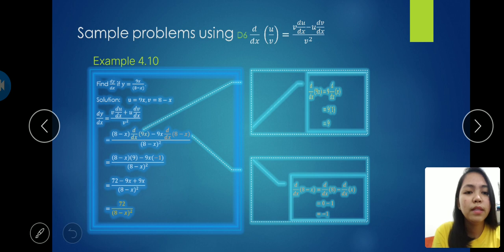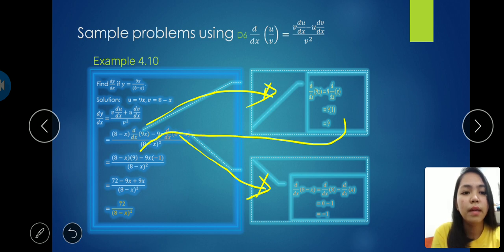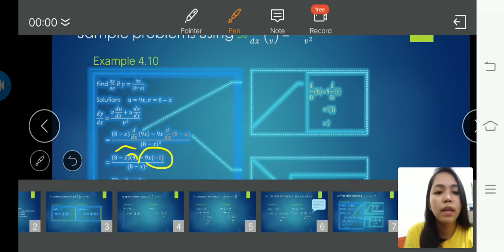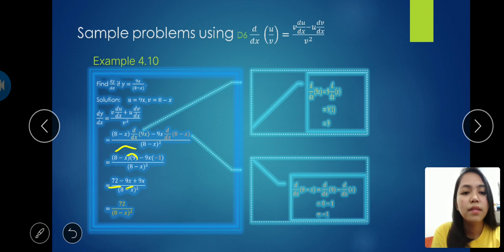So, as you can see, pinakita ko lang din ulit yung pagkuha ng derivative of 9x and then the derivative of 8 minus x. Once you get the derivatives, then substitute lang ulit. So, babalik natin doon. And then, dito din. So, now, simplify lang ulit. Therefore, we have to distribute 9 individually to 8 and then negative x. So, we have 72 minus 9x, and then negative 9x times negative 1 is positive 9x. So, pag sinimplify, we have 72 all over 8 minus x squared.